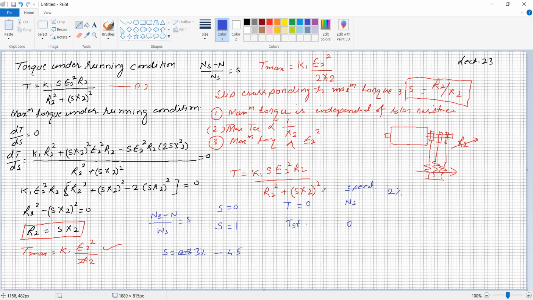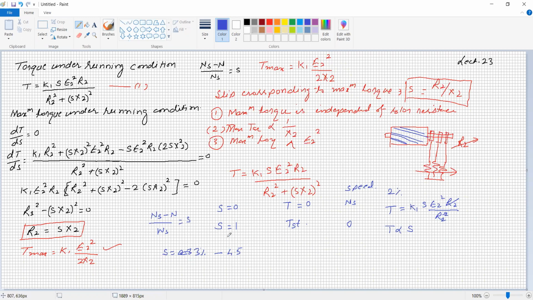So this term is very small as compared to the resistance, and therefore torque we can write as K1 S E2 square R2 divided by R2 square. So this gets cancelled, and R2, the resistance of the rotor conductor, will remain constant. For the squirrel cage induction motor, the bar resistance is constant; we are not able to add resistance in the rotor circuit. So at initial values of slip, torque is directly proportional to slip if the voltage is constant.